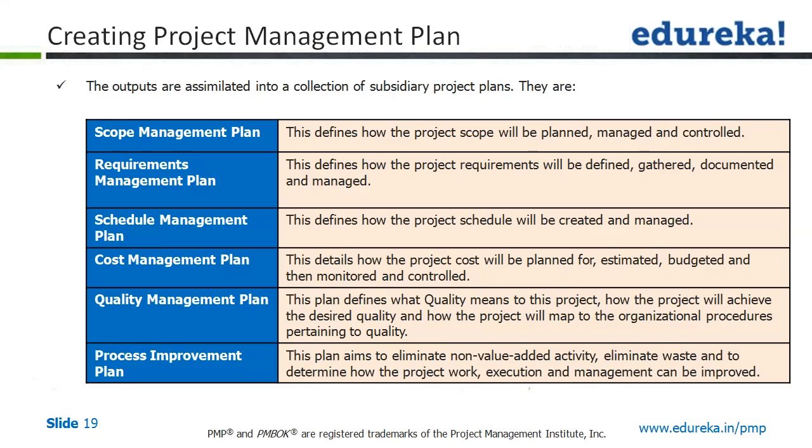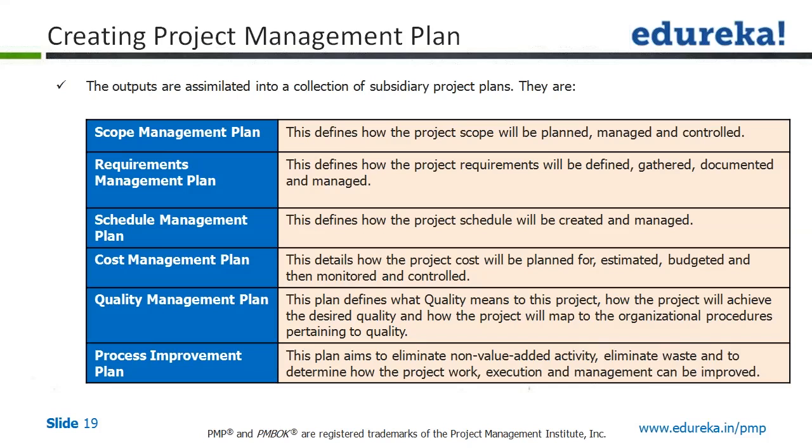So the process of creating the project management plan, what are the other plans that we are going to talk about? You remember in the input section, there was something called output from other processes. This is what I am explaining to you on slide number 19. The output from other processes means, let me start with the project scope management first.